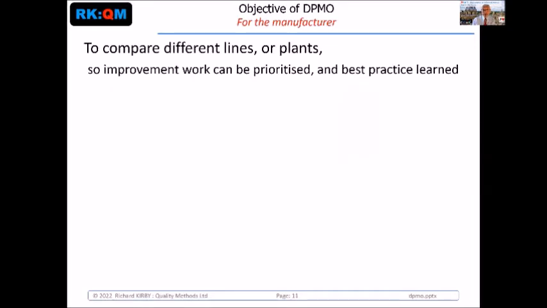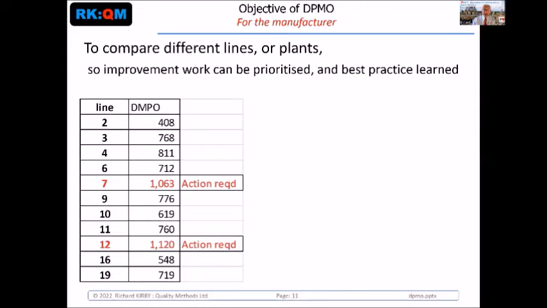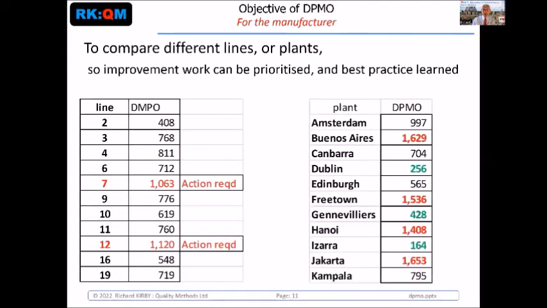The manufacturer will use it for another reason, possibly within a factory to compare lines and prioritize improvement work. On the left here, you can see lines 7 and 12 are scheduled for action by the plant manager, or at headquarters to define where the best practice for the group is to be found. On the right, you can see how headquarters can see where the potential best practice should be taken.